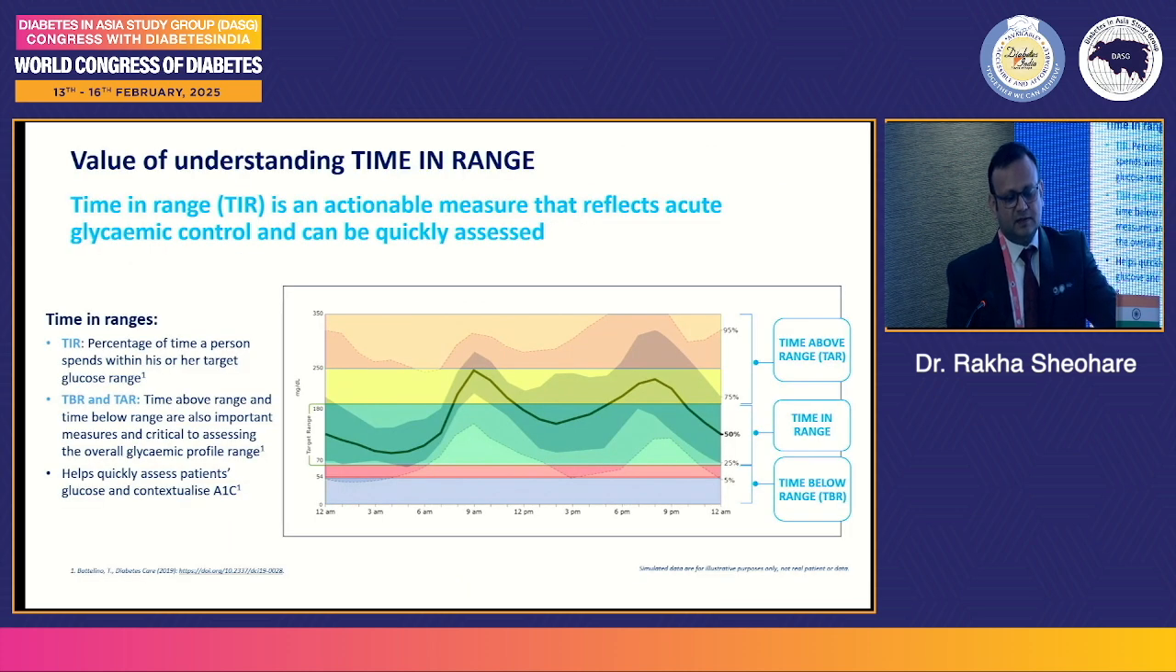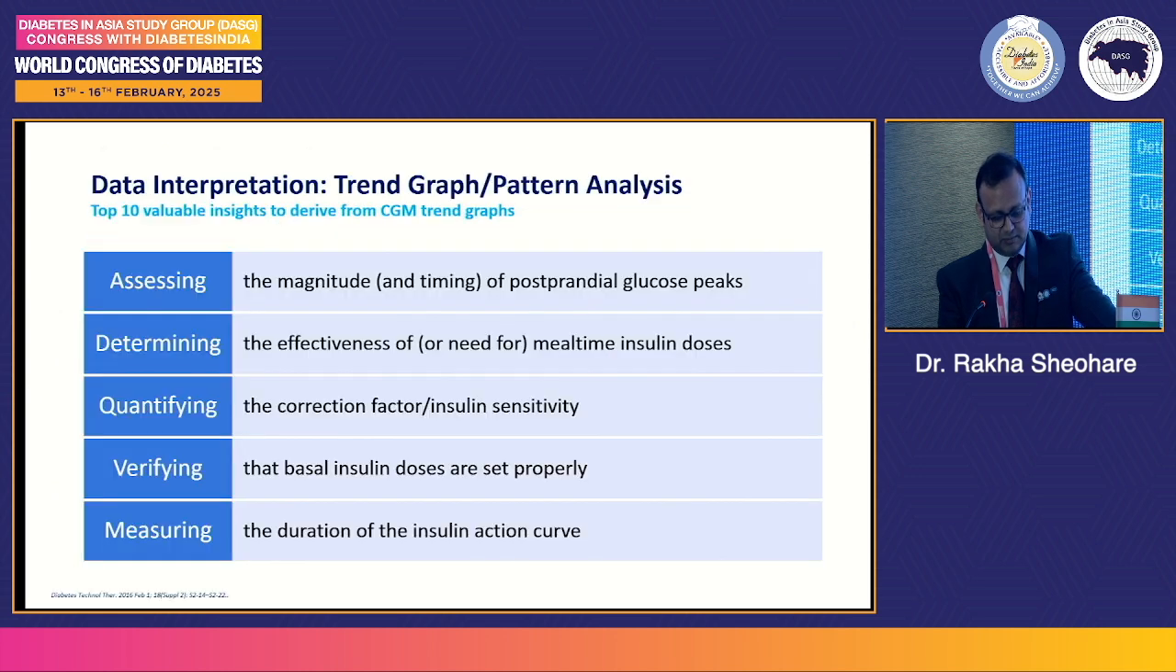So time in range is an actionable measure that reflects acute glycemic control and can be quickly assessed with the three parts, which are time in range, time below range, and time above range. And these things are to be taken care of: we usually say that 70 to 180 is the best sugar level in the body. So that has been developed, and the 25th to 75th percentile of your time in range comes to be taken as a target measure.